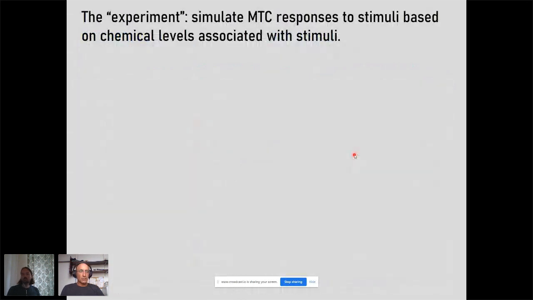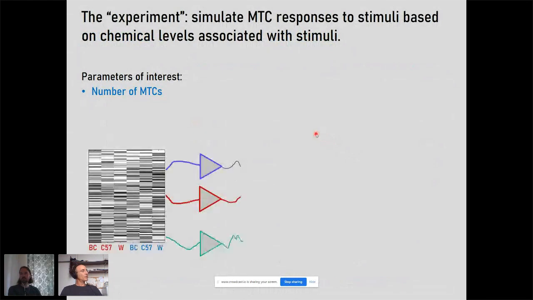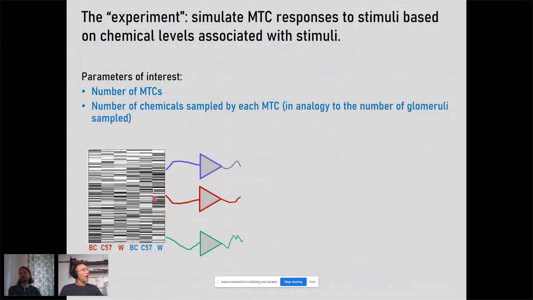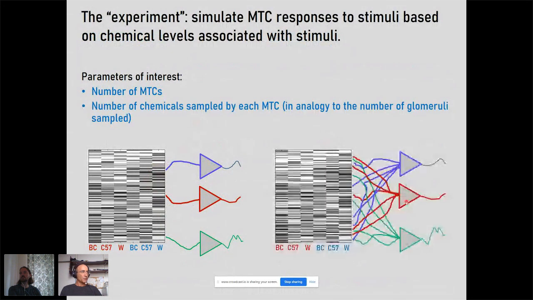And so the analysis that we want to do is to simulate the responses of the neurons to these chemicals. I will explain how we do this. The parameters of interest that we want to explore are the number of mitral tufted cells. So in this cartoon, you can see 3 mitral cells, each of them samples one of the molecules. But we also want to play with the number of chemicals that are sampled by each of the mitral cells. So here you see, again, 3 mitral cells, each of them samples 5 different molecules.